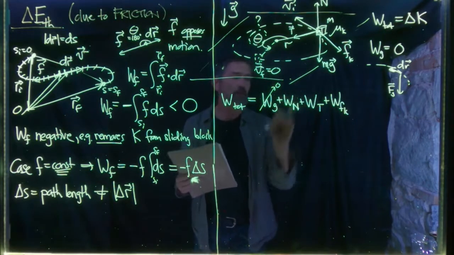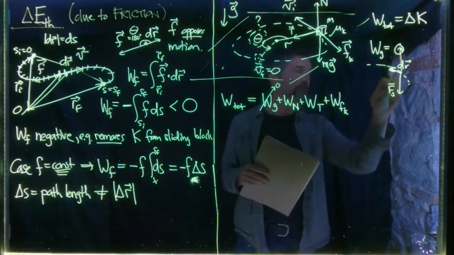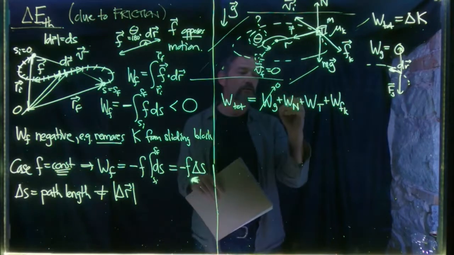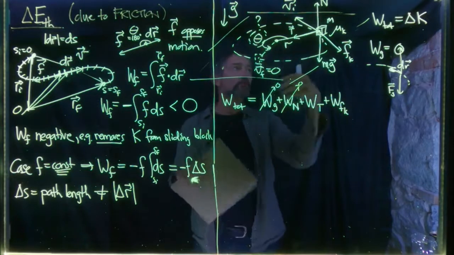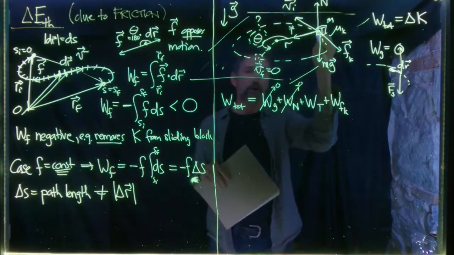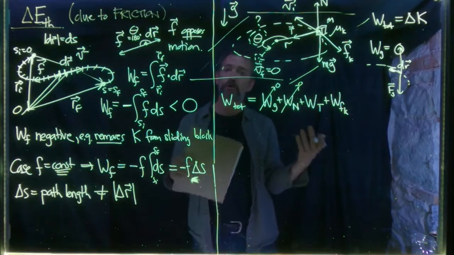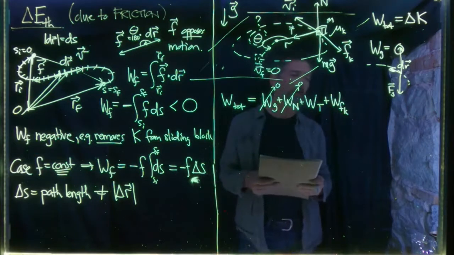And similarly, the work done by the normal force. The normal force is perpendicular to the table, and so dr is always perpendicular to the normal force, and so the normal force doesn't do any work either. So the normal force does not transfer any energy to that block, okay? Forces that are perpendicular to the displacement don't change the speed, remember? So they don't change the kinetic energy, don't transfer energy to that block.